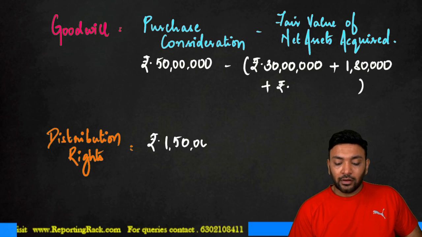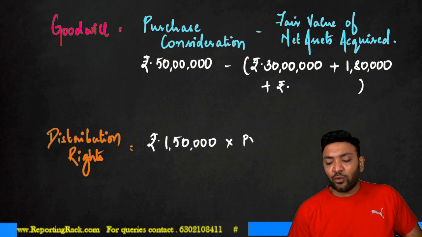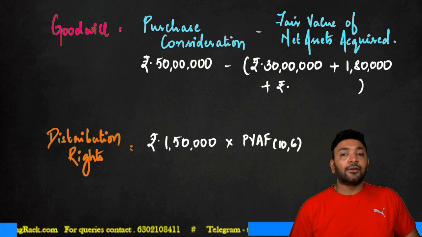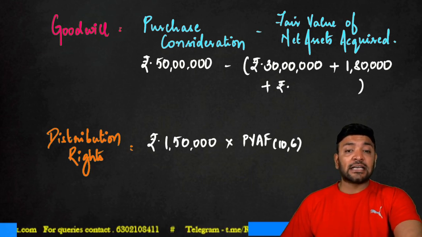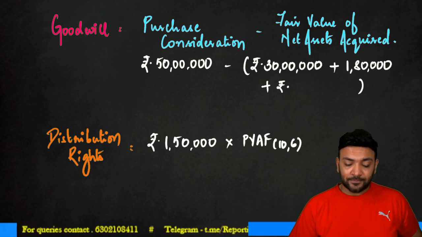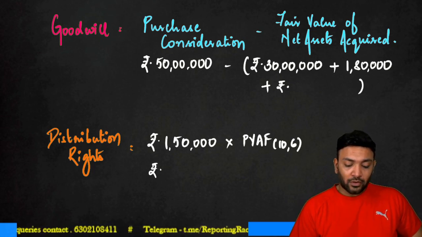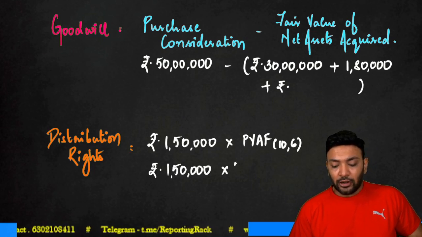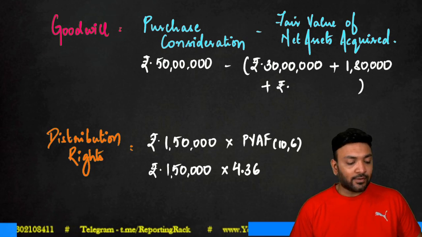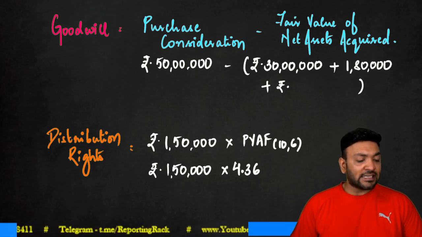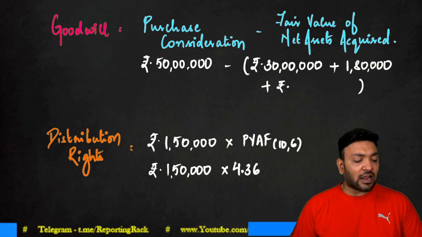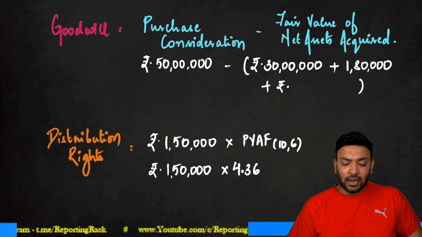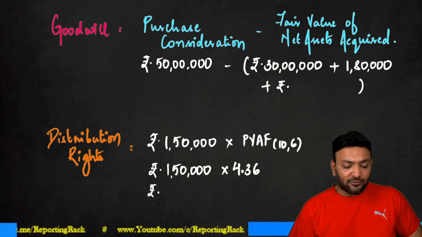1,50,000 into present value annuity factor 10% for 6 years. He gave me this 10% for 6 years. The value he gave me is 4.36. 1,50,000 into 4.36. If we would have considered 4.36, he would have struck off your answer saying that you're only considering 2 decimals. But since he gave it in the question, I can use it. Otherwise, I would have taken 4 decimals.